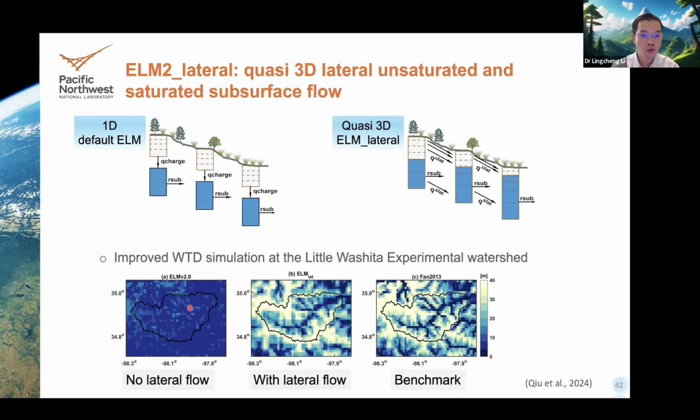We did a test at the experimental watershed, showing that with the lateral flow, it largely improved the water table depth simulation compared to the benchmarks. And without lateral flow, you can see that the spatial patterns follow the terrain patterns. So when we go to K-scale, this is similar at 1 kilometer, so this process is really needed.